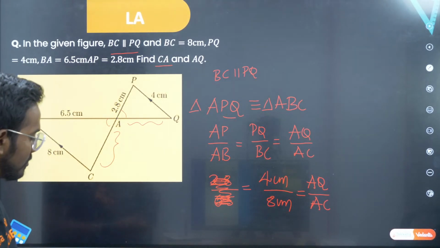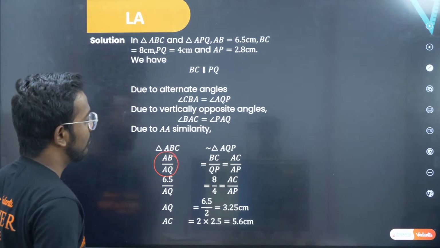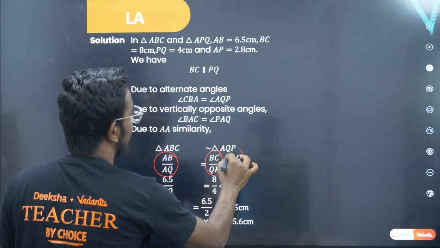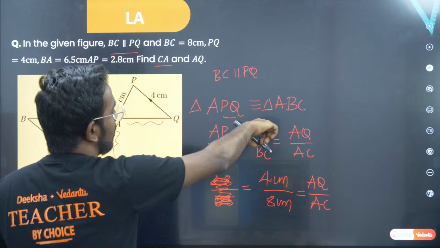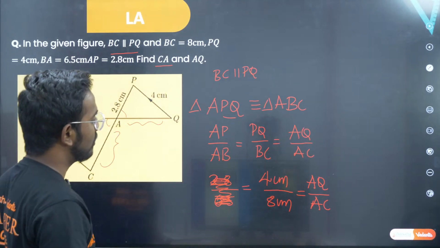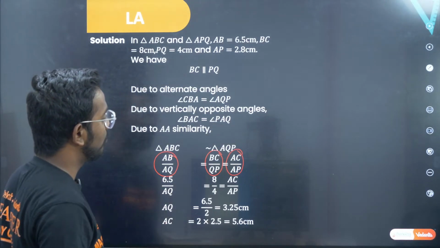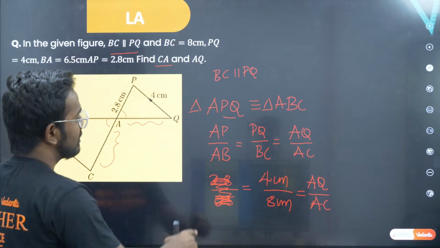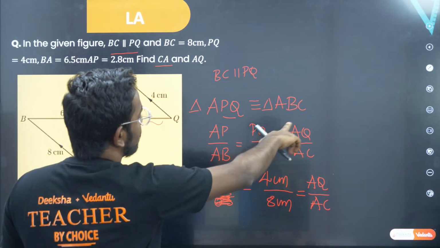From this triangle, AB by AQ is equal to BC by QP and AC by AP. That is what I have written here: AB by AP, PQ by BC, AQ by AC. In a reverse order, that doesn't matter, you can write it in any order. So now the next part is 6.5 by AQ. I think you can mismatch these things.